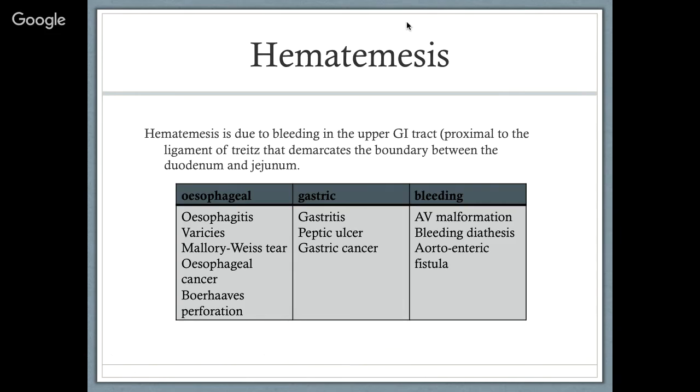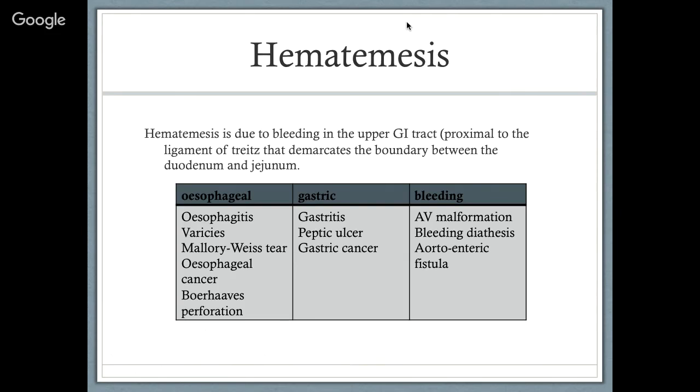And the last one's really important. It's a perforation of the esophagus. It's something that can kill you. It's not commonly spoken about, but it's one of the things you need to rule out in any patient with vomiting and chest pain, though they don't always have hematemesis. Make sure there's not a perforation of the esophagus. Gastric causes are peptic ulcer, gastric cancer, or gastritis.